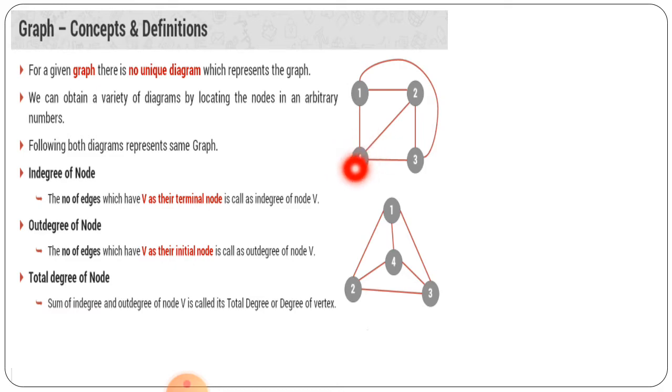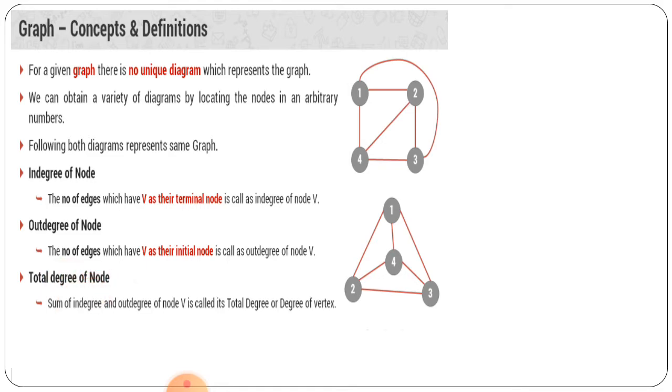Suppose this 4 is here, right? So here the terminal nodes are what? 4, 2, 3, then 1. These all are the terminal nodes for this 4. So the in degree of this node we can call 3. Now, what is the out degree of the node? The number of edges which have V as their initial node is called the out degree. So V as the initial node is called the out degree.